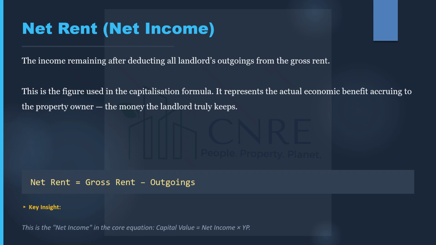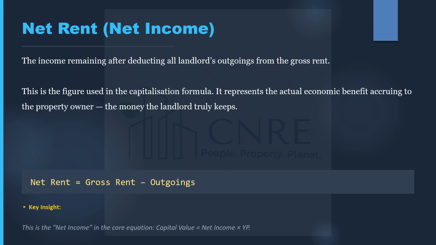So what we have here now is the net rent or the net income. And this is the income that remains after the landlord removes the outgoings. So remember, we had talked about the gross rent and then we talked about the outgoings. So when the outgoings is now removed from the gross rent, what is left is the net rent. And net rent is the part of that formula from the second slide that says net income times years purchase is equal to capital value. Whenever we're doing valuation, we only capitalize the net rent. We do not capitalize gross rent. So by all means, you must make sure that what you are capitalizing is the net rent and not the gross rent.